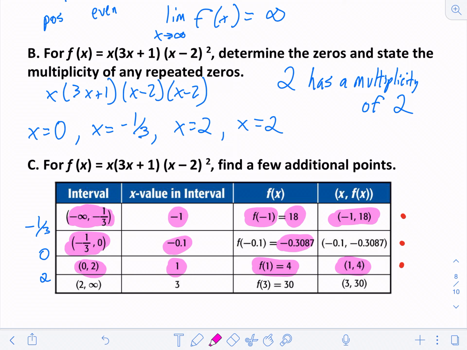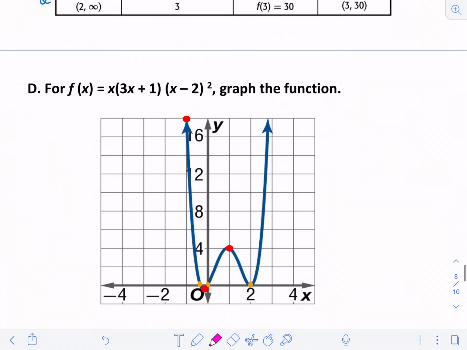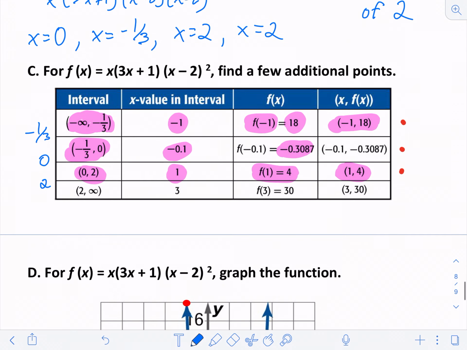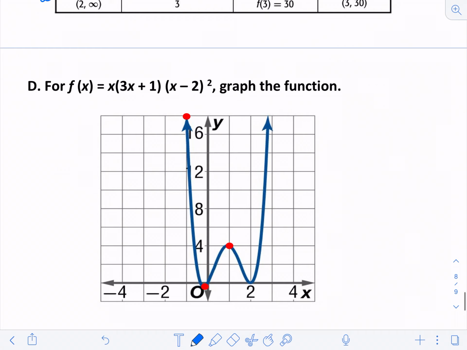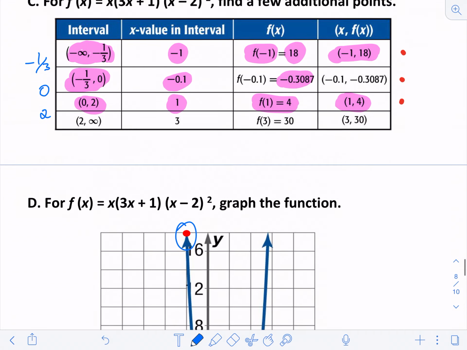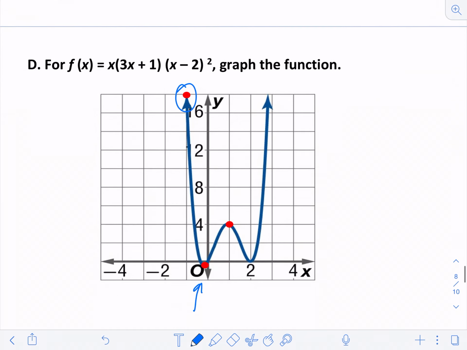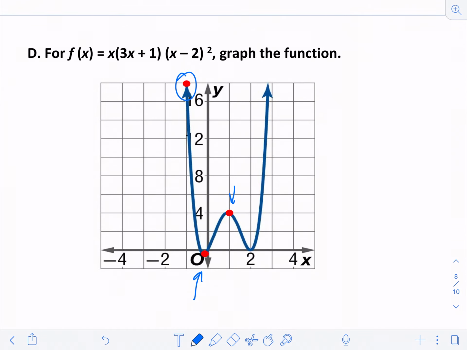Can I graph those points and then also graph my zeros? If you do that, you should get a graph that looks like this. With the red dots, I plugged in the 3 points I have here. So I got negative 1, 18, which is way up here. In fact, that dot's probably too low, but it's way, way up there. Negative 0.1, negative 0.3, that's this red dot right here. And then also 1, 4, which is going to be that dot right there.